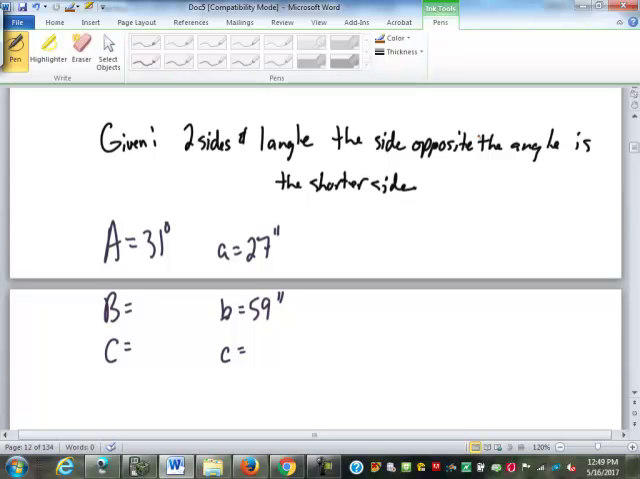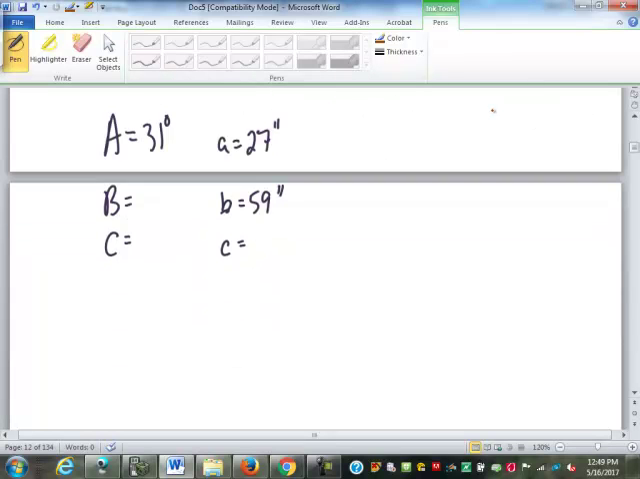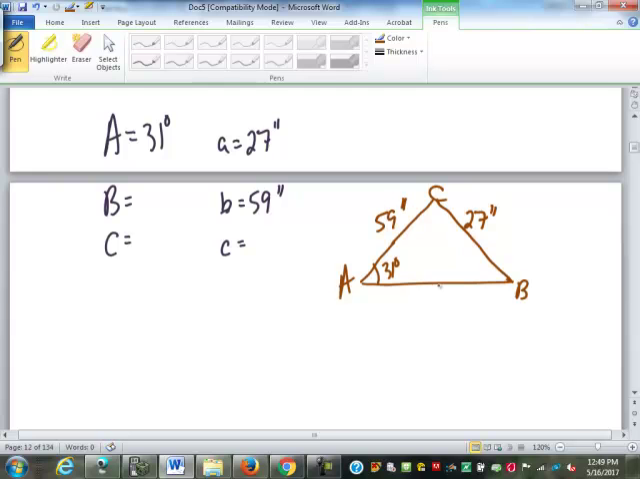Based on what I have here, let's try to draw a picture of what this should look like. Here's my 31 degrees for angle A. Oops, sorry, let's put angle B down here. So this will be angle C. This will be side A over here is 27. This is side B is 59. So this is going to be side little c down here. So we need to find those two angles and that side.